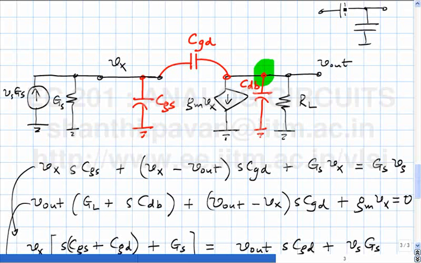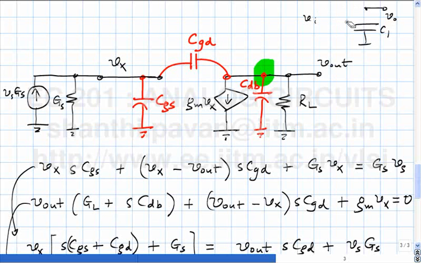This is Vi, this is Vo. What is the order of the transfer function? C1, let me call this also C1. What is the transfer function? Transfer function is half, the order is 0.